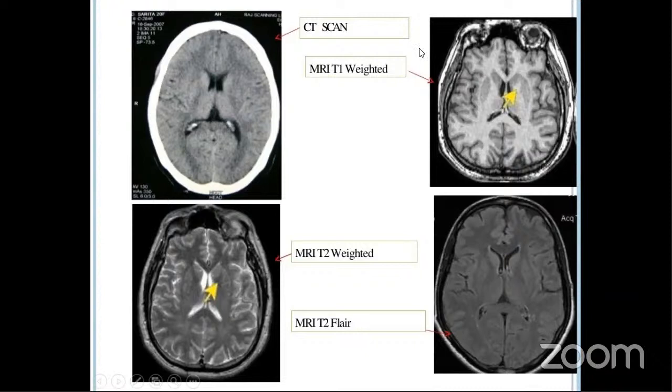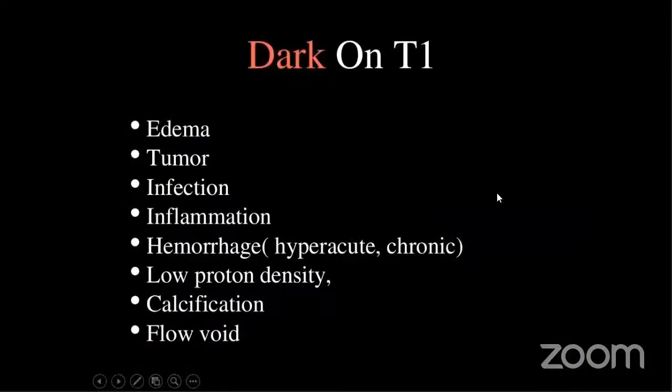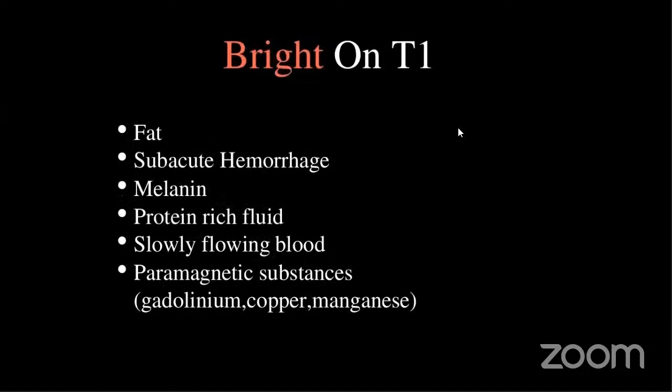Then T1 is mainly for our anatomical details. Anatomical details you will see properly. Then I'll tell you what looks bright on T1 and all that stuff. So these two slides, try to remember. Dark on T1 is not of big significance because most of the things are dark on T1. But bright on T1 is what you need to remember. What are the things that are bright on T1? Fat. Fat is bright on T1, so it is used for all these fat containing tumors, malignancies. So that will be helpful.